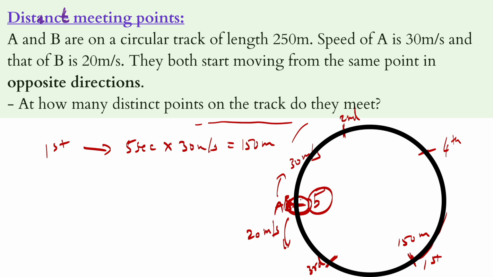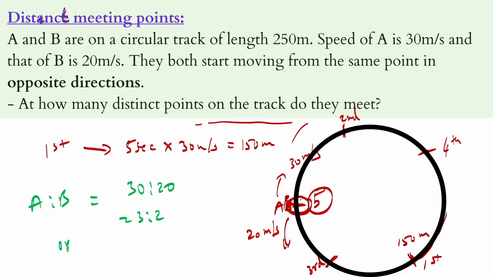If it is 250 meters or less than this, we may calculate, but it's somewhat time consuming. What if we are asked to calculate for a greater length than 250 meters? It's not advisable to count like this. So what must we do in this case? In these kinds of cases, we must take the ratio of speeds, right? Here we got 5 distinct points through our calculation. But if we take the ratio of speeds of A and B, A is to B, what is the ratio here? 30 is to 20, right? 3 is to 2. This is the ratio.